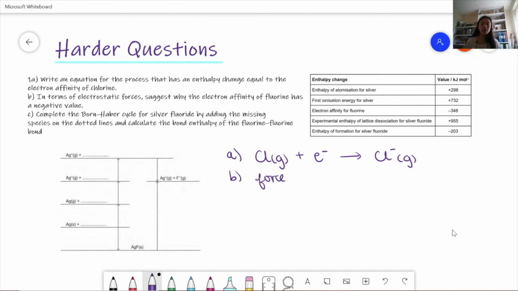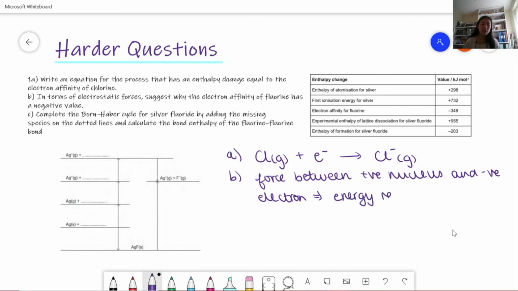So there's a force between positive nucleus and negative electron, and this means that energy is released.